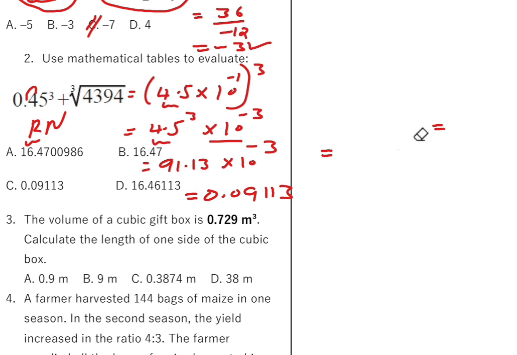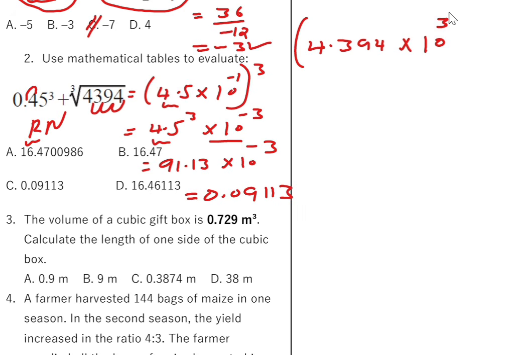So the cube root, here we're going to write also in standard form. So we move the decimal, how many steps? 1, 2, 3 to the left. So it will be 4.394 times, we have moved how many steps? 1, 2, 3. So 3 steps to the left, it is positive.